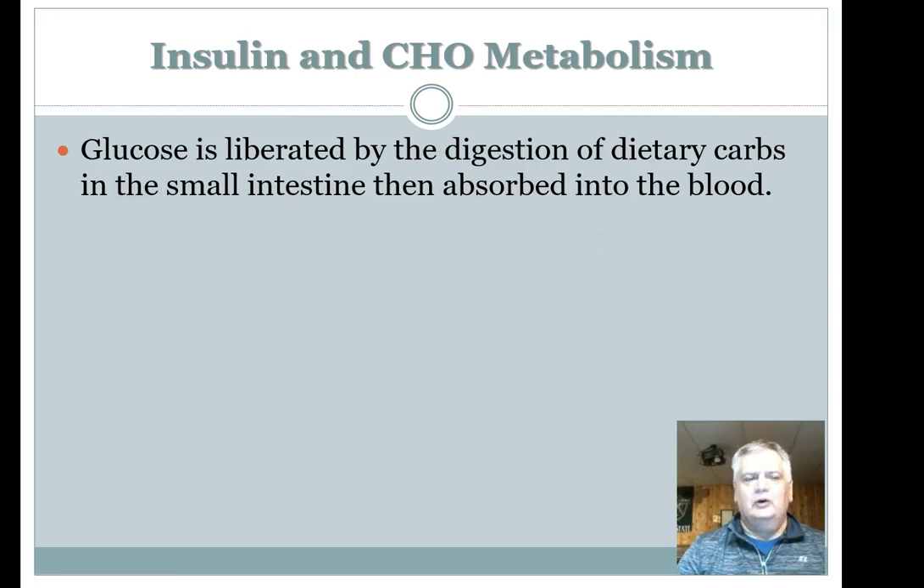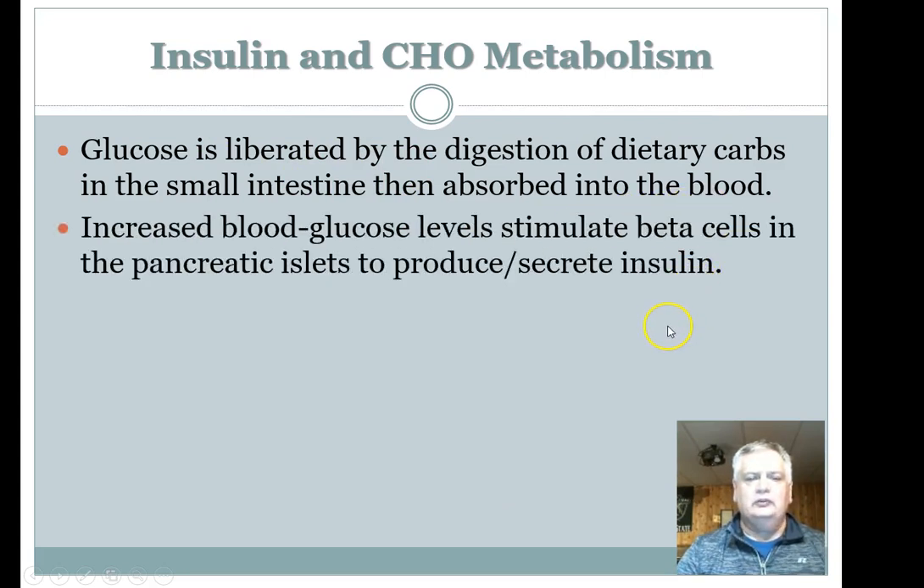Okay, so glucose is liberated, we know, by the digestion of dietary carbs in the small intestine. Amylase and other enzymes break down carbohydrates into their building block units. The building block units are glucose. The glucose is then going to be absorbed into the blood. This is going to increase blood glucose levels.